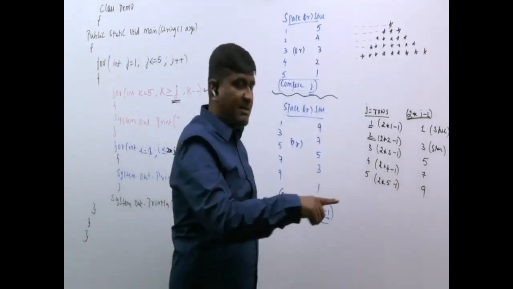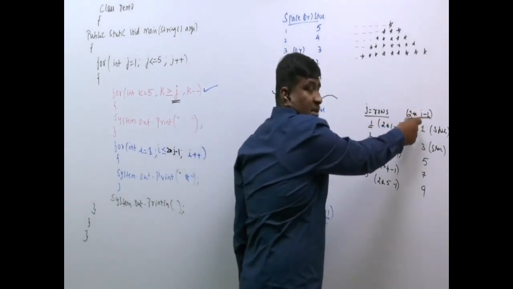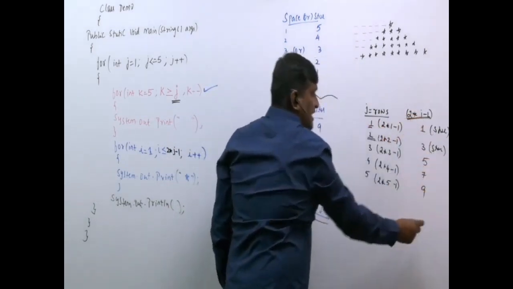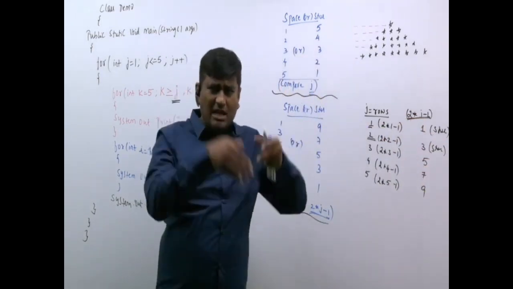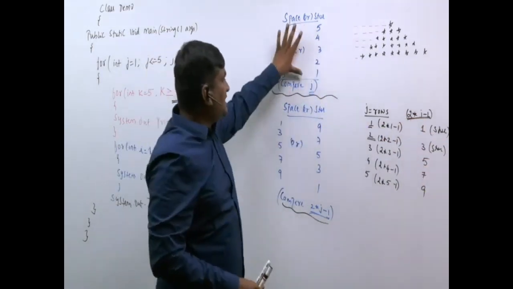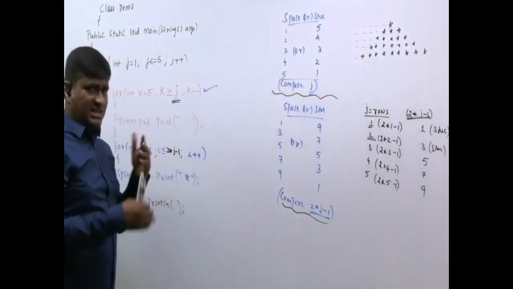Why is it 2 star j minus 1? Here I have shown you. So when you write 2 star j minus 1, then in that row, the correct number of stars, you will get the count. I hope everyone understood. Again, don't go deep and all. Very simple. In this fashion means compare with j. In this fashion means compare with 2j minus 1. Rest of the things are the same.